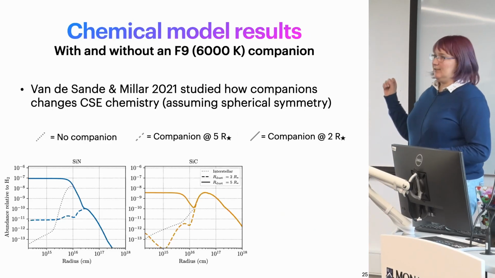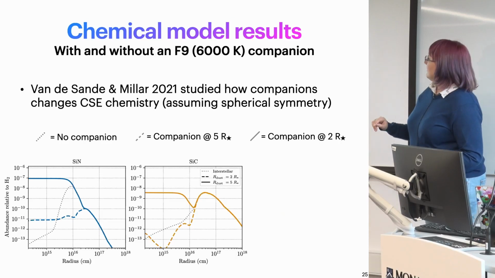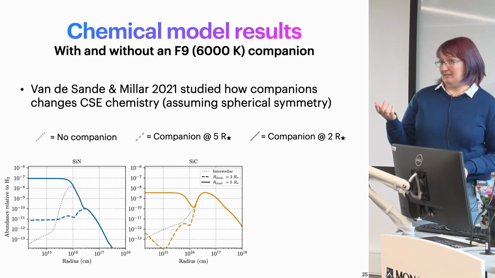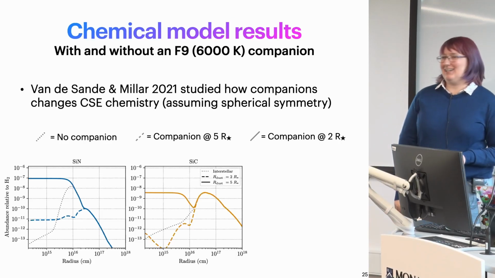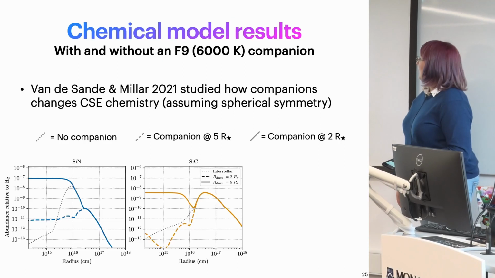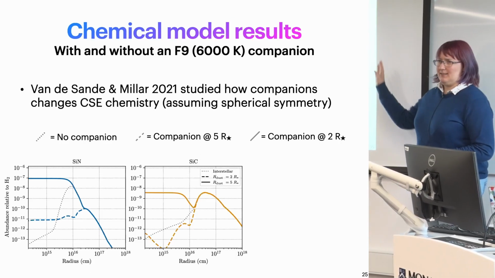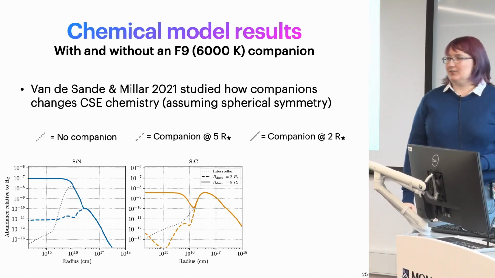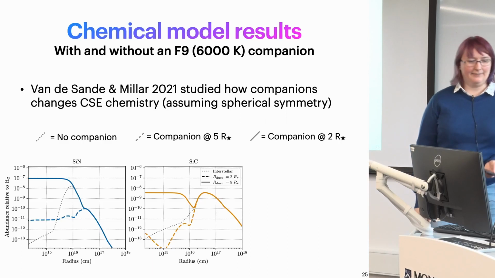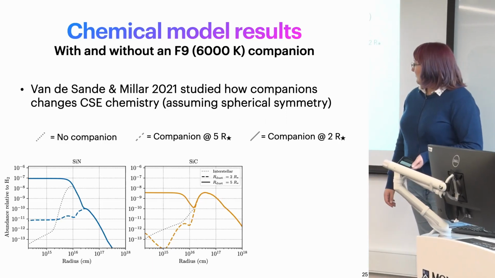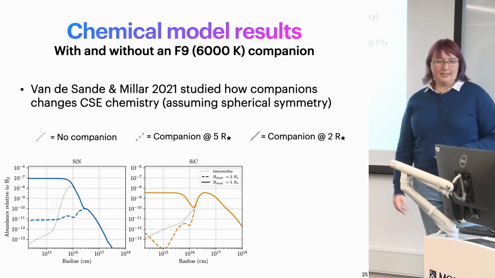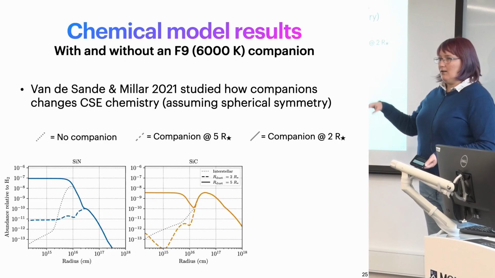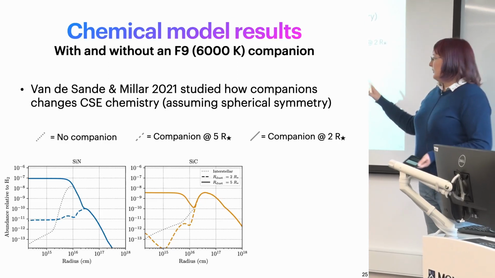And then we come to some chemical models that my colleagues Marie van der Sande and Tom Miller performed, coincidentally just before I needed their results, where they ran a series of models with different types of companions. The one I'm focusing on is the 6,000 Kelvin one, which is almost exactly the temperature we want for an F9 star, which is also very convenient. And these plots show the predicted abundances with radius of SiN and SiC based on different conditions.